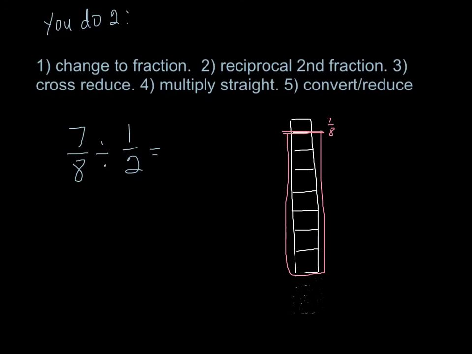And we want to know, out of those 7/8, how many half pieces we can make from the 7/8. So how many halves of a whole candy bar? Well, the whole candy bar here is 8. Half of 8 is 4. So there's our first half. So we can make 1 full half.